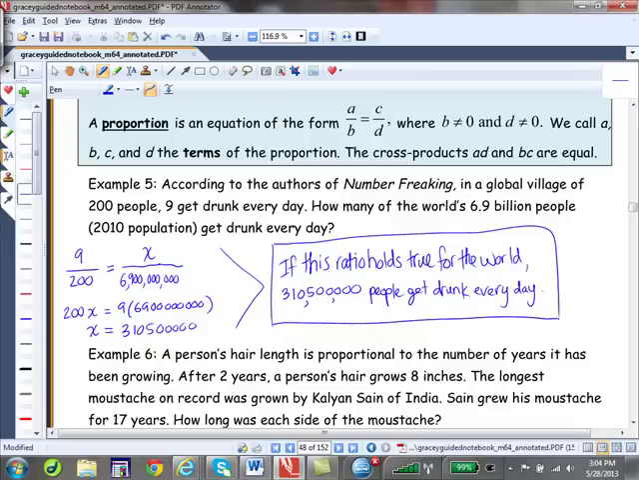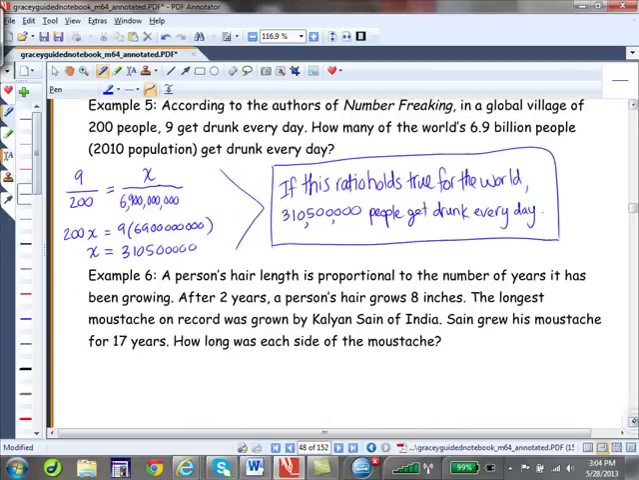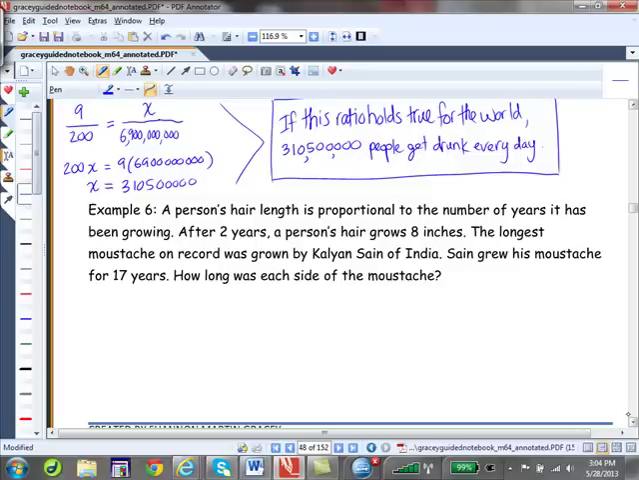Okay, so next up, a person's hair length is proportional to the number of years it has been growing. After 2 years, a person's hair grows 8 inches. So for every 2 years, the hair grows 8 inches. Okay? The longest mustache on record was grown by Kalyan Sain of India. Sain grew his mustache for 17 years. How long was each side of the mustache?